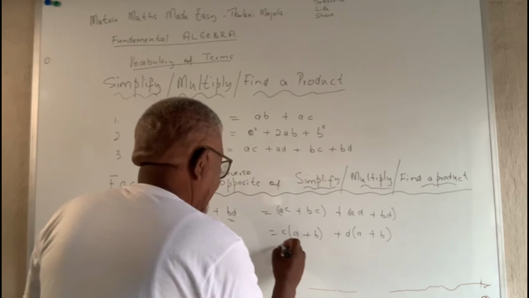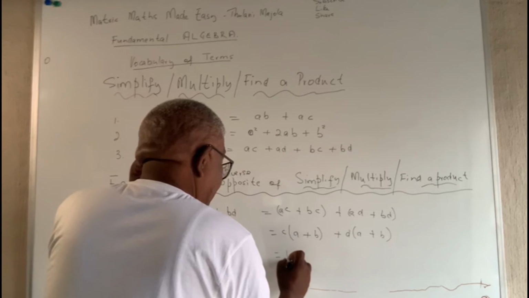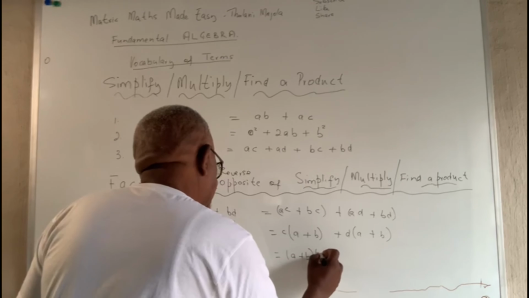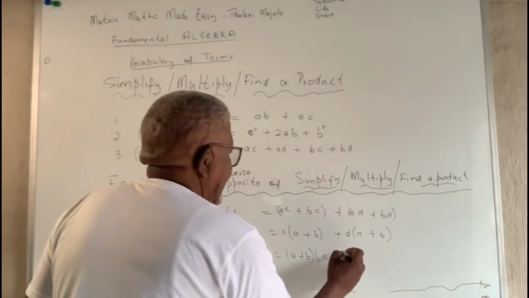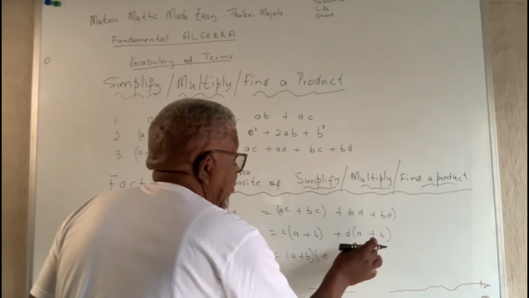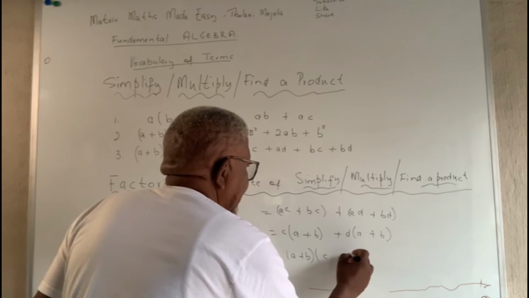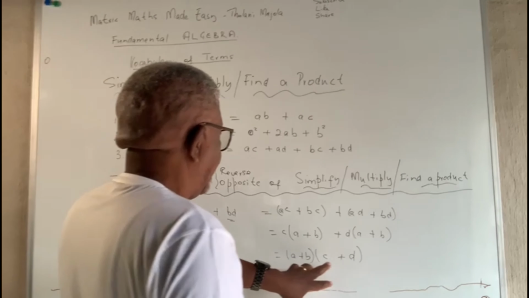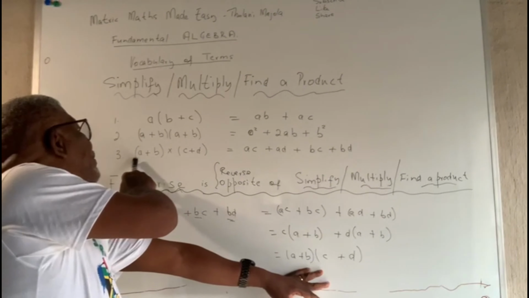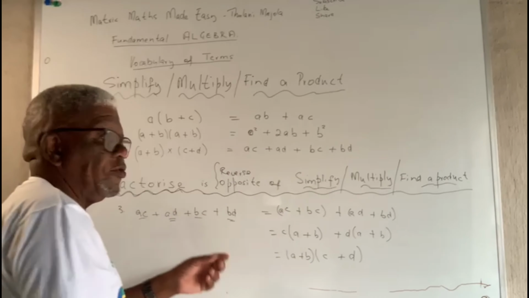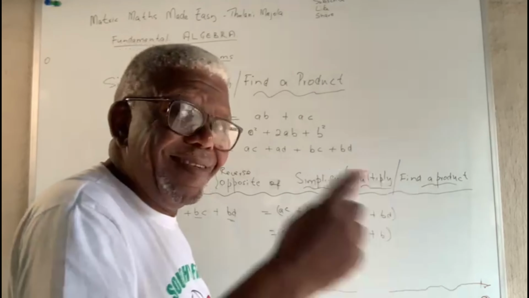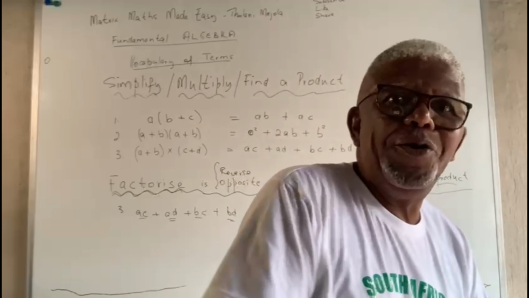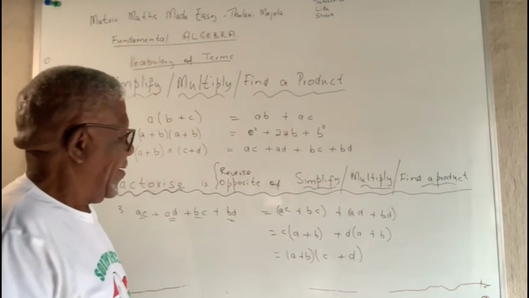Then take the common factor A plus B. How many A plus B's are in the first product? There's C. And in the second term, how many A plus B's? There's D. So you end up with (A plus B) times (C plus D). So don't go in circles. Know what you're doing if you're looking for a factor or you're looking for products.